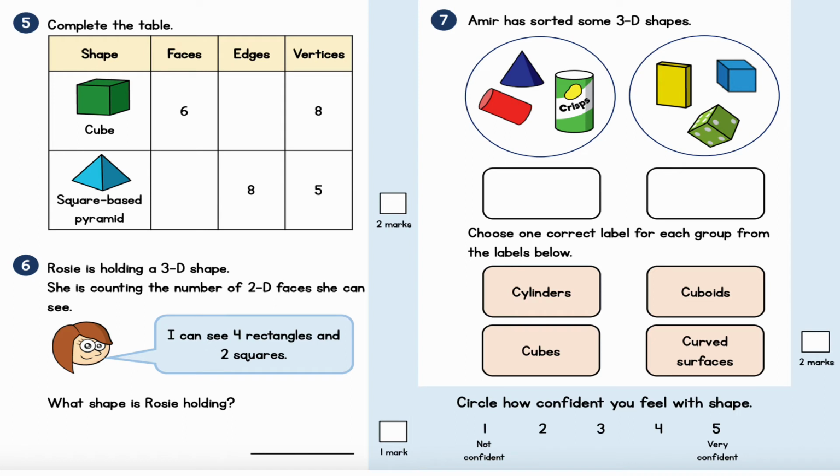Complete the table. It has 6 faces. This square base pyramid has 1, 2, 3, 4 sides, and it has 5 faces because it has a bottom face. Next, the number of edges. Edges is different to vertices. A cube has a certain amount of edges, so I'm drawing it out here visually.